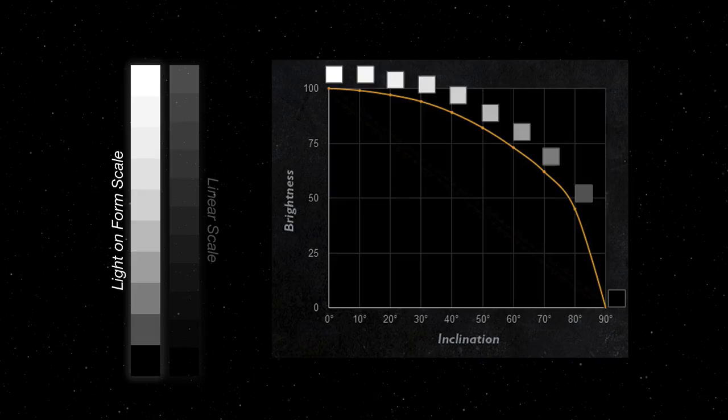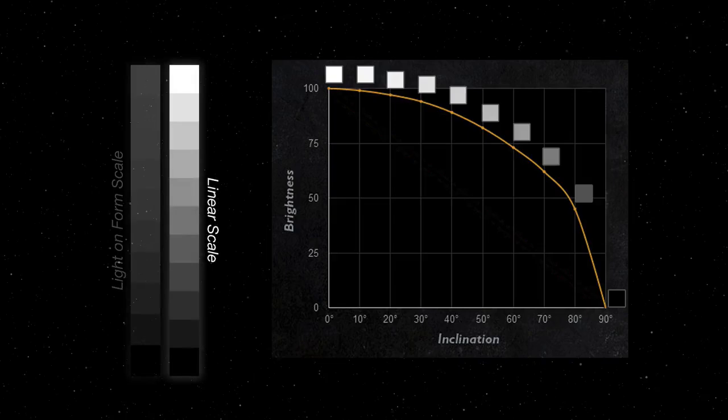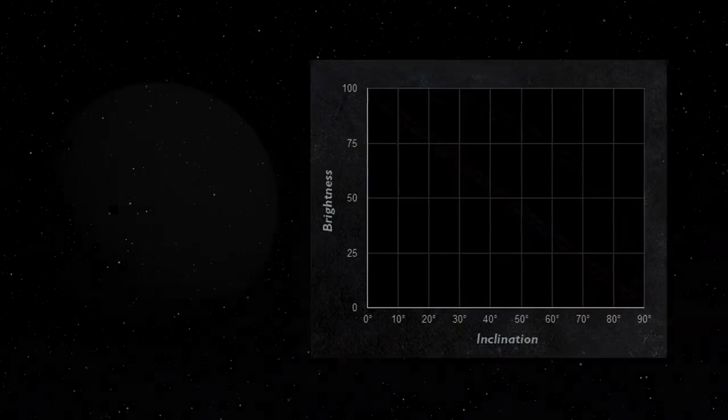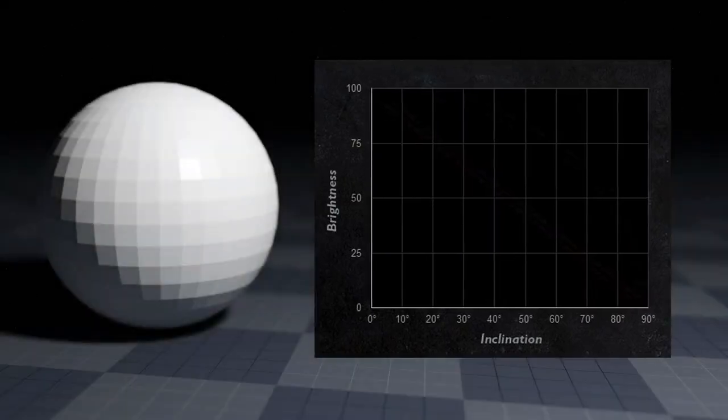In contrast, here's what happens with a linear scale on the graph. The tonal values are changing gradually in even steps. Okay, let's play this again, but this time looking at this planar sphere. The light halftones are all very close together in brightness.